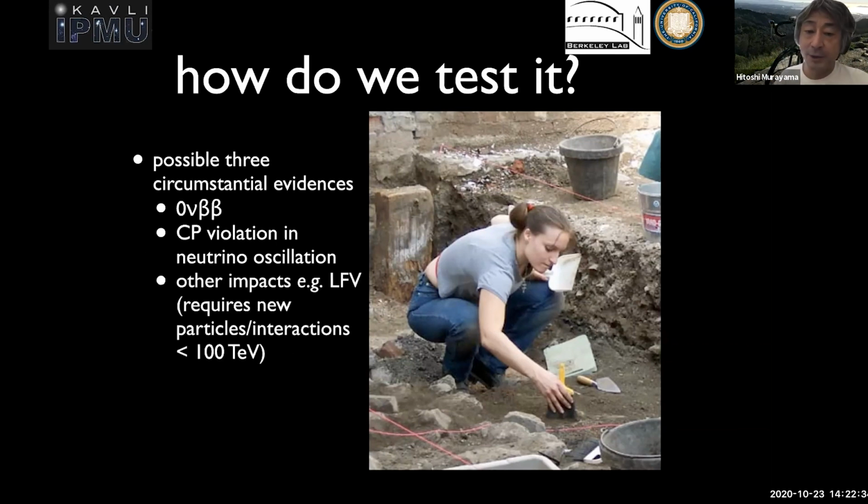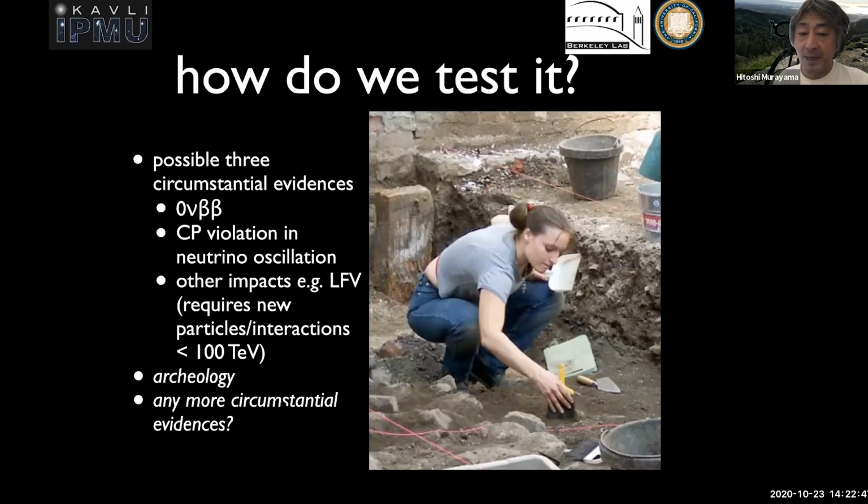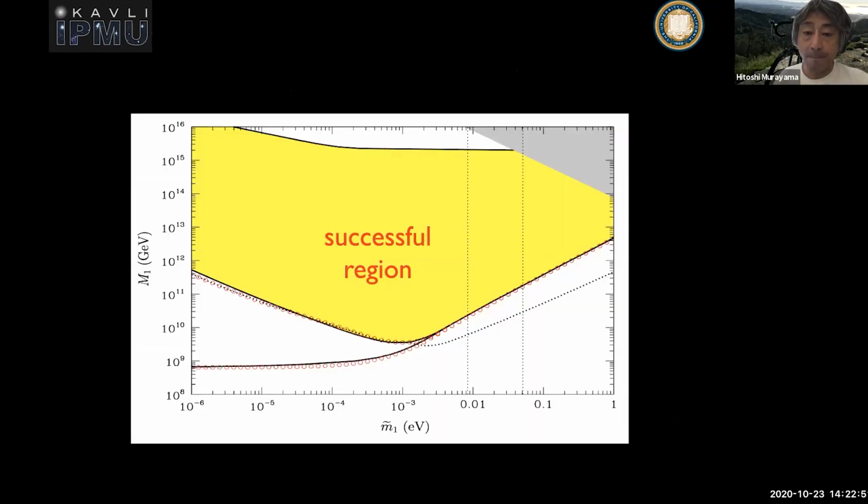There are some other signals people talked about. This is very model dependent, so let me ignore this for the moment. So the question is, could there be more circumstantial evidence of this idea that neutrinos were the superheroes who saved us from complete annihilation? In particular, the presence of departure from equilibrium.